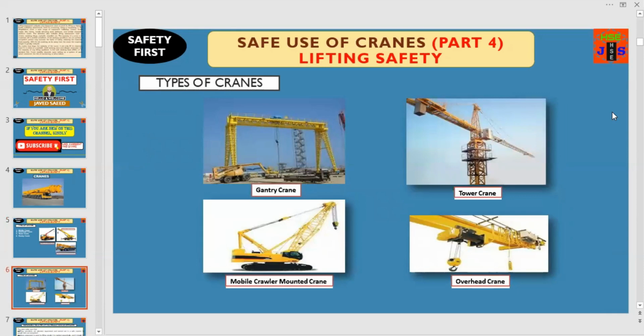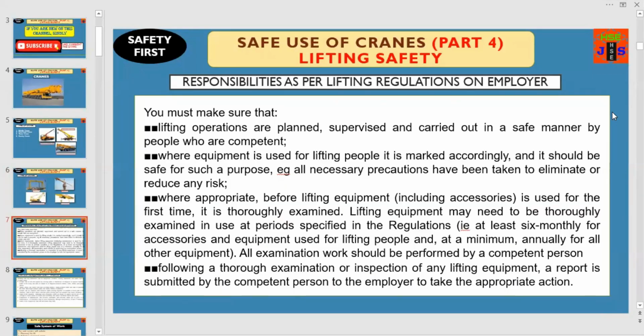Have a look here on the left upper side. This is gantry crane. Downside, this is mobile crawler mounted crane. On the right side, at top, this is the photograph for a tower crane, and down below, this is an example of overhead crane. First of all, we will understand what responsibilities are imposed by lifting regulations on the employer.